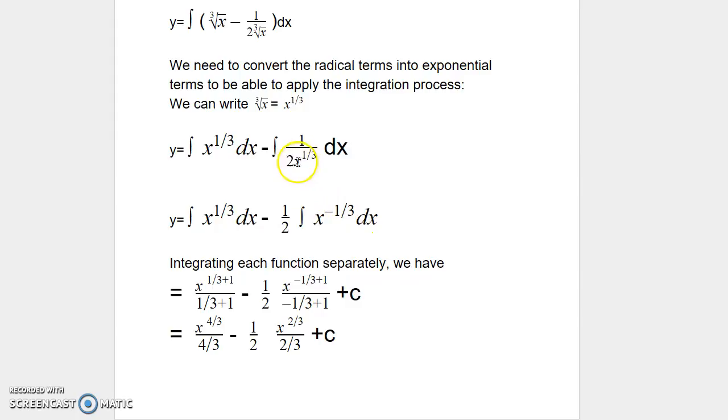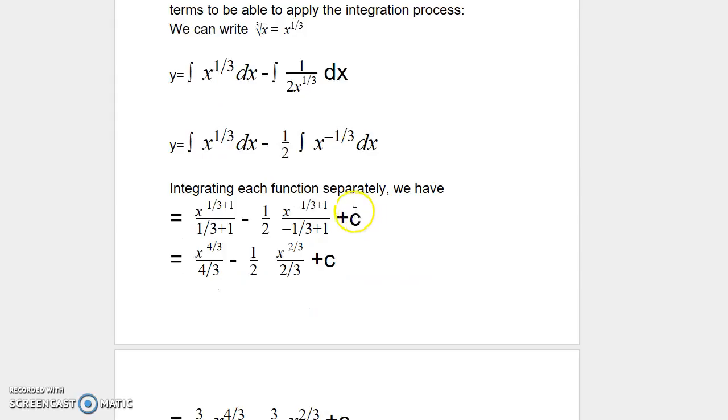This was actually 1 over x to the power of 1 over 3. So when we bring an exponent which has a positive power to the numerator, that converts to a negative power. So we can write it as x to the power of negative 1 over 3 dx. So now we are ready to apply the integration process. When we do that, we can write it out as follows.